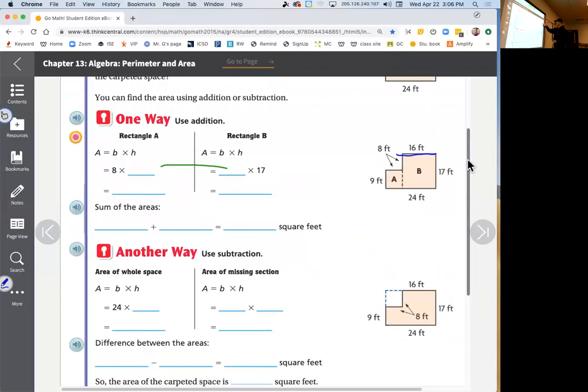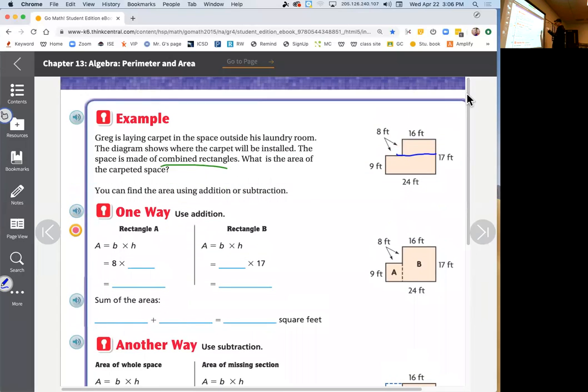Okay, so let's come back up here to this top one. You could cut it this way. Let's stick with what they did. So we're looking at the small rectangle right here. The base is 8, so we have 8 times the height. What's the height of A? It is 9. So 8 times 9 is 72 what? What's our unit? Feet. So we have feet squared.